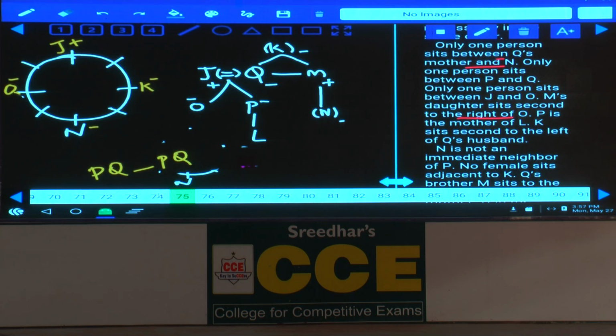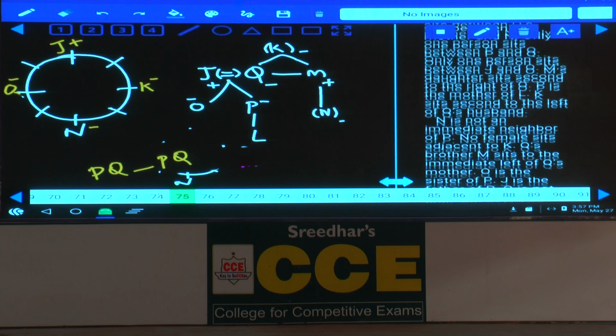Now M's daughter is N, who sits second to the right of O. P is the mother of L. K sits second to the left of Q's husband. Who is Q's husband? J. K sits second to the left of J. That information is not at all required because we have already got that one.